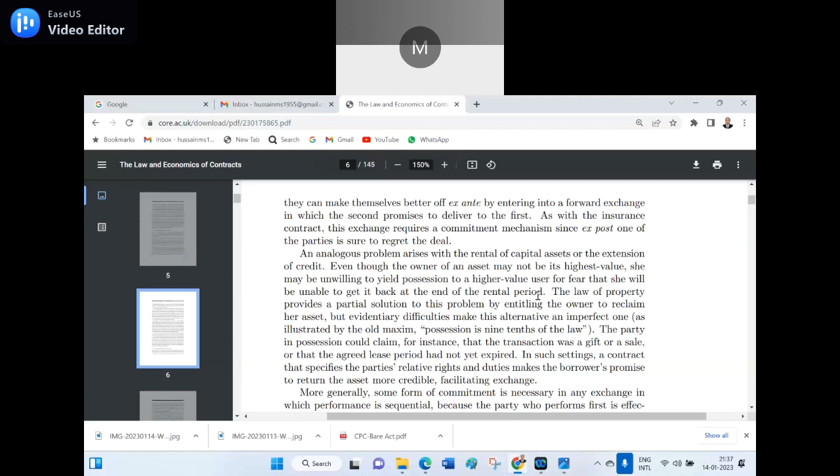Yes, Prof. So economic efficiency, for each transaction, a person has to work it out. Either it is the insurance company or it is a contract, which is said to be an obligation, which turns out to be the contract as well as the tort. Everywhere people will measure in terms of the money transaction. The law of property provides a partial solution to this problem by entitling the owner to reclaim her asset, but eventually difficulty makes this alternative an imperfect one.